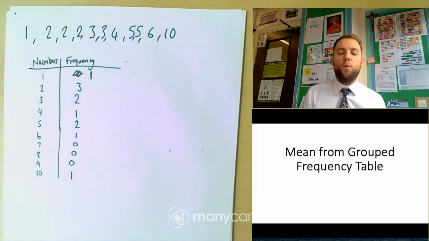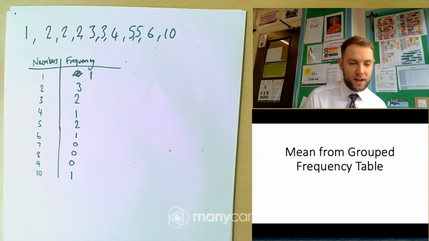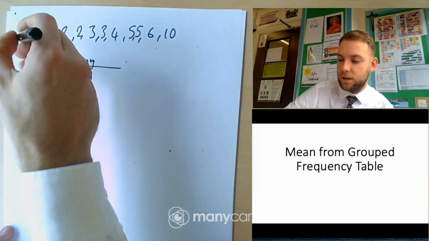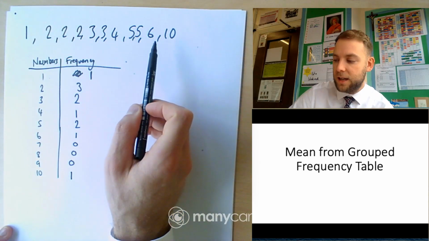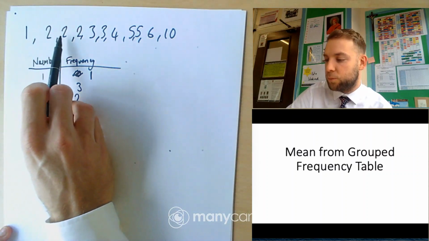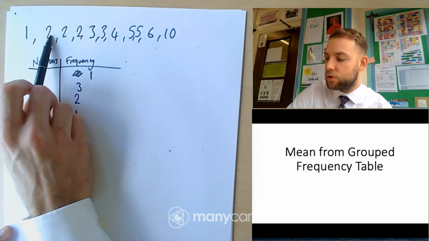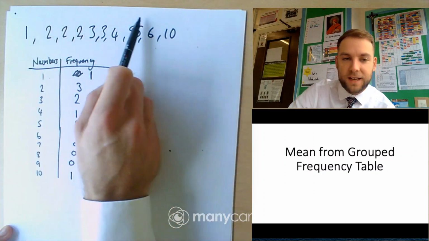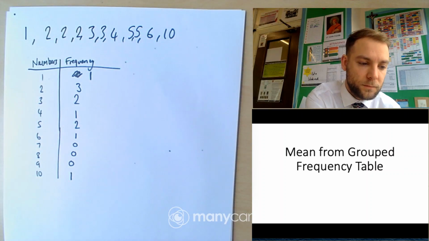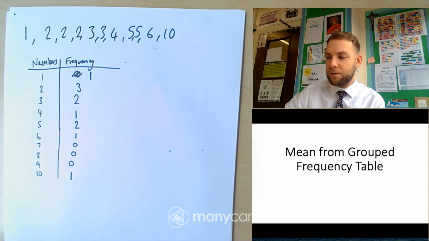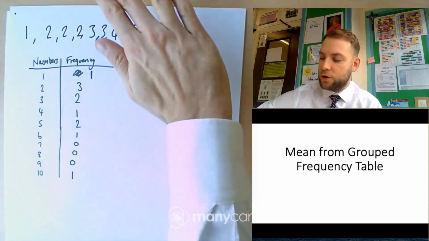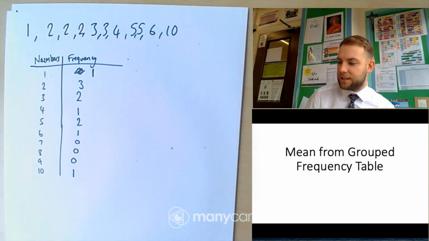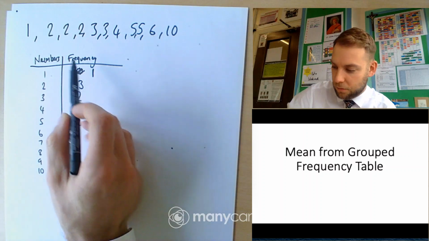Now, we know that if we are trying to find the mean of just a list of numbers, what we do is add all of these together and divide by the amount that we have. So it'd be 1 plus 2 plus 2 plus 2 and so on, divided by 1, 2, 3, 4, 5, 6, 7, 8, 9, 10, 11. So all of these numbers added together divided by 11. That's quite straightforward for a list of numbers. But if I was to cover this up and just look at the frequency table, how would I find the mean of that?